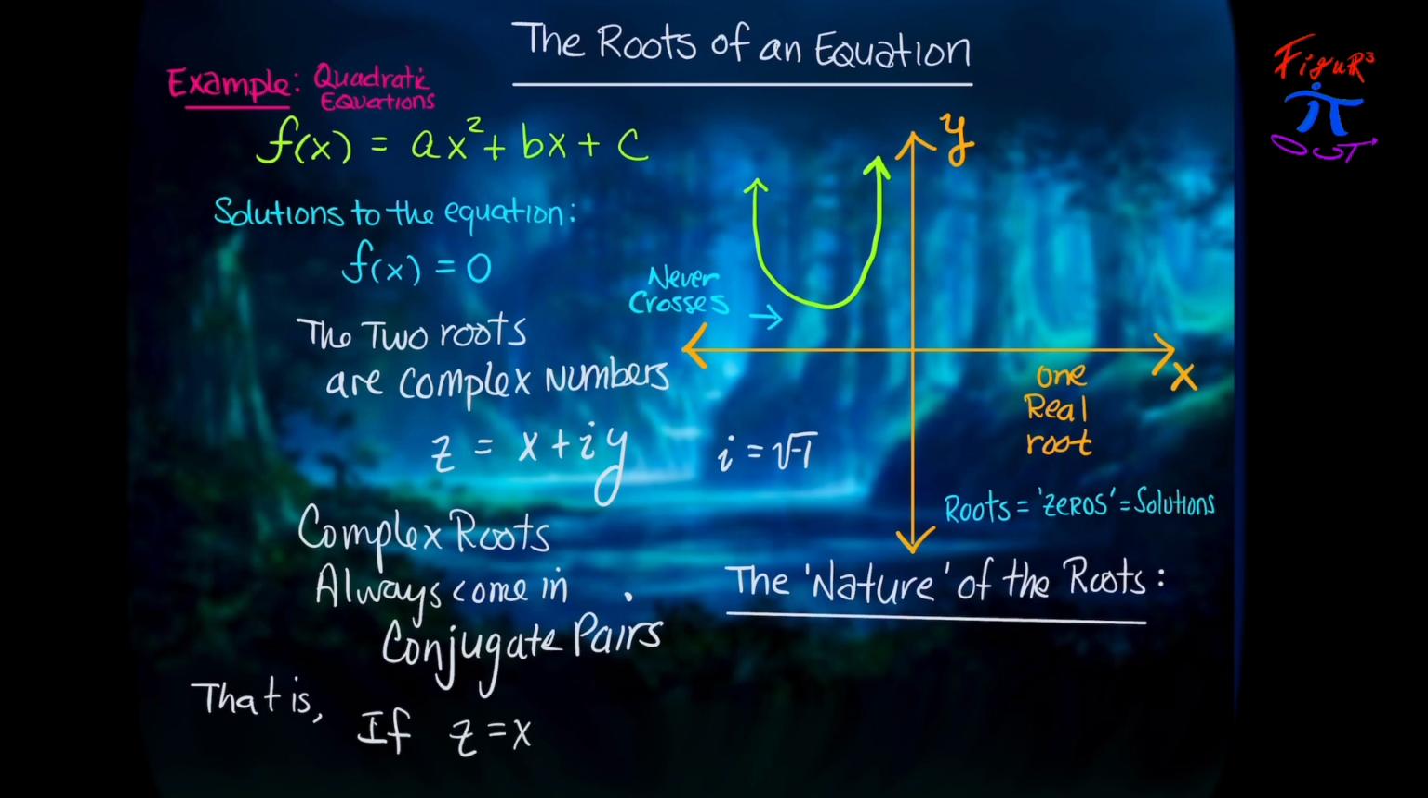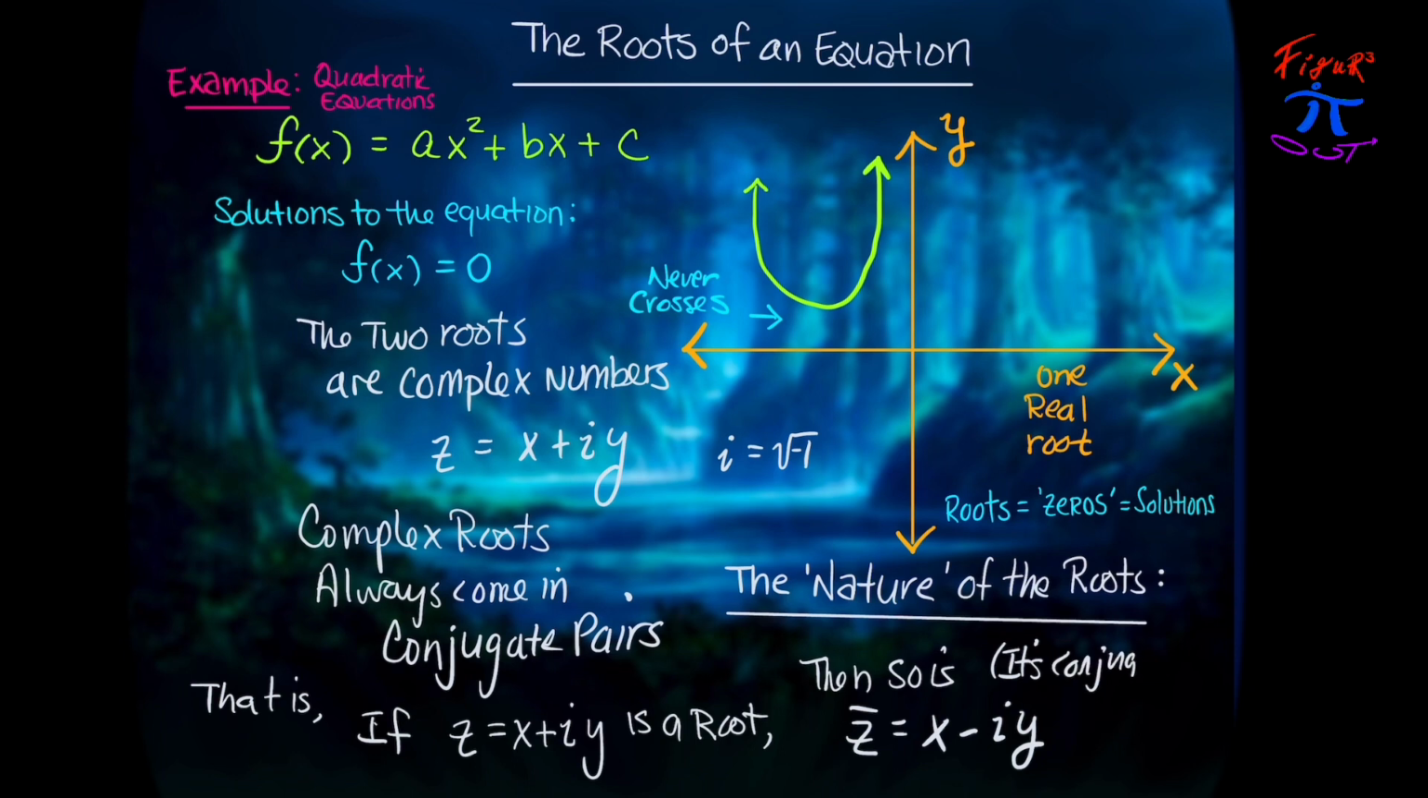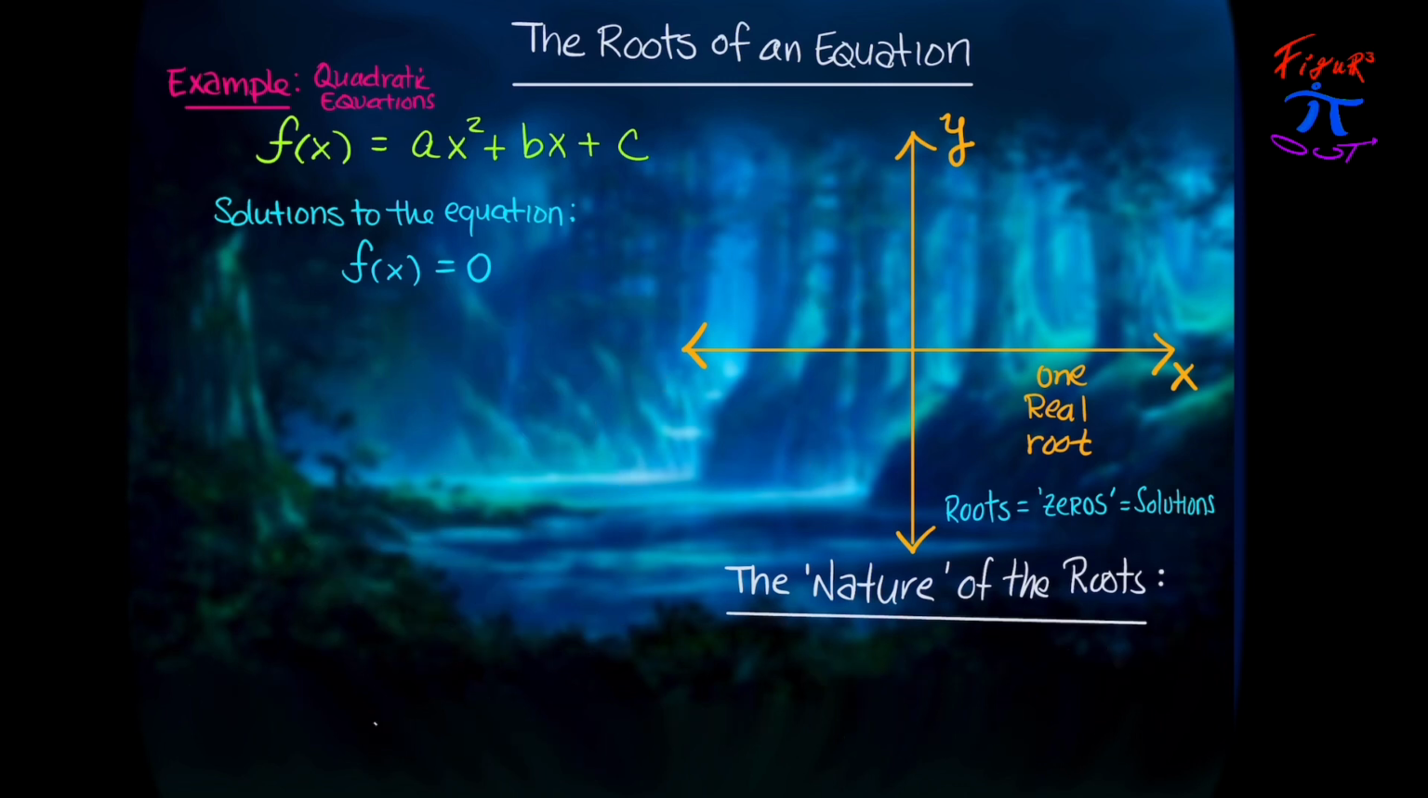That is, if z equals x plus iy is a root, then its complex conjugate, z bar, x minus iy, will also be a root of the equation. So they always come in conjugate pairs.